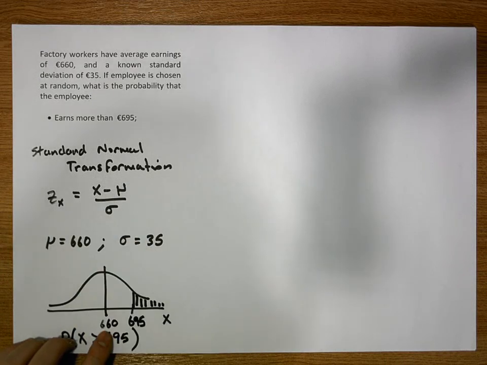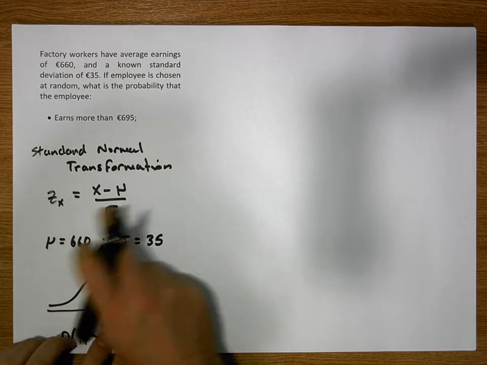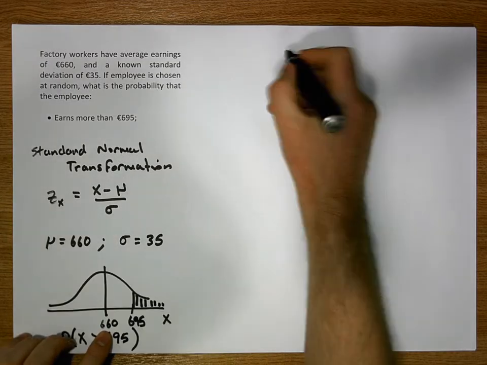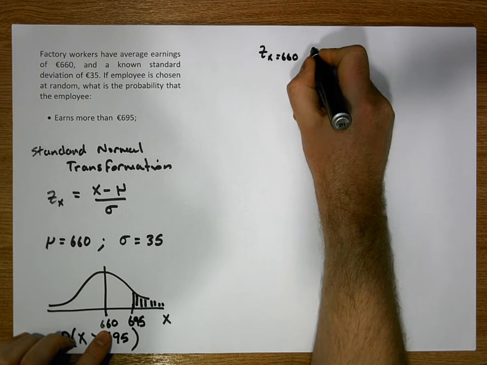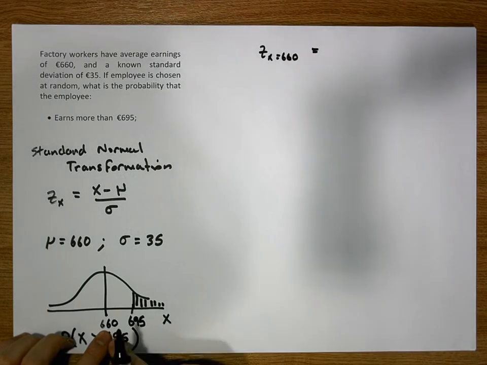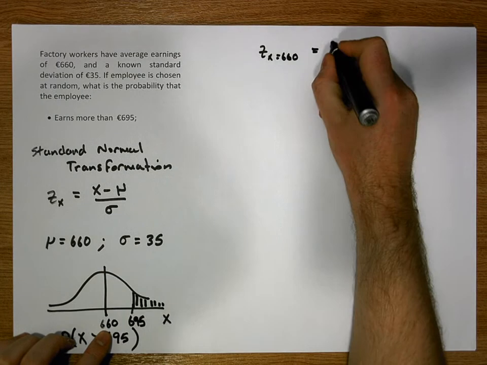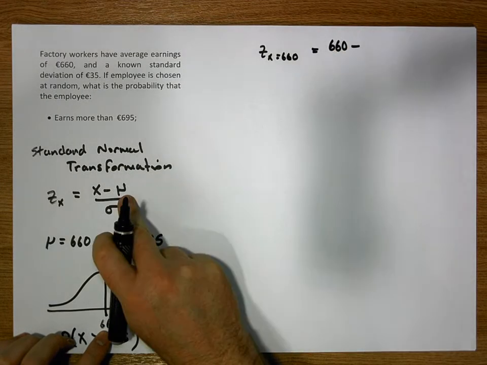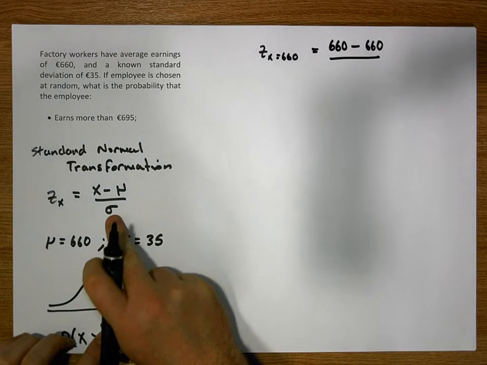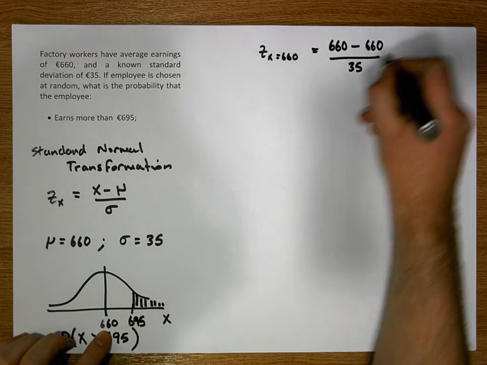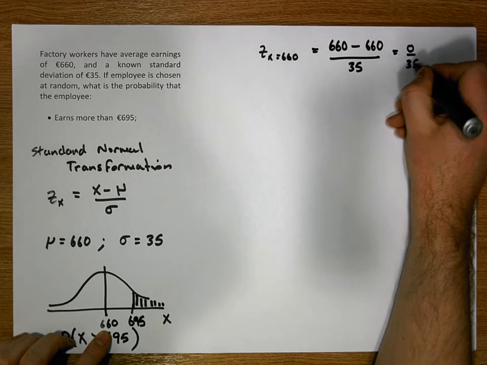The first x value we're going to take is 660. Anytime we pass in the center point of our curve, or the mean of our curve, that's always going to be transformed to 0. So when x is equal to 660 euros, that's always going to go to 0. Let's just do it once more. x is 660, so it's 660 minus the mean of the population, which is 660, divided by the standard deviation of the population, which is 35, and that gives us 0 over 35, which gives us 0.